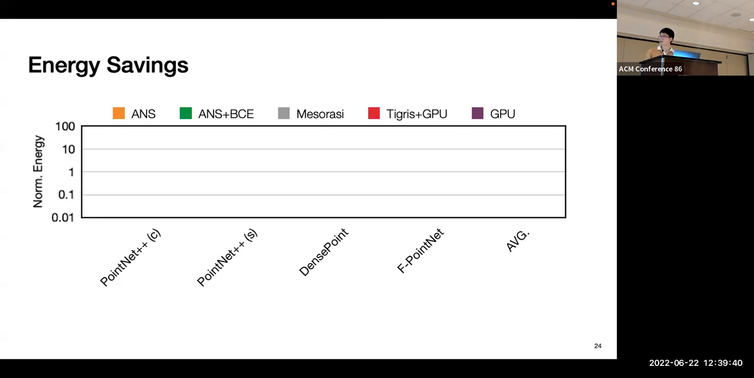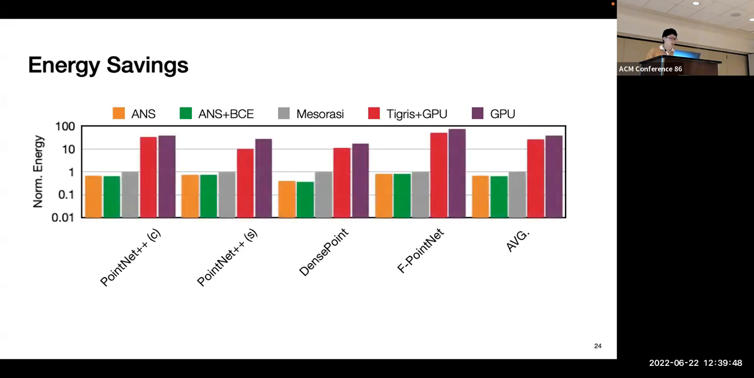And here's the energy saving. Again, the x-axis shows the different networks and the y-axis shows the normalized energy. Approximate neighbor search can achieve 33% of energy saving, and approximate neighbor search plus bank conflict elision can achieve 36% of energy saving. The main contribution to energy saving is from neighbor search because it reduced the DRAM traffic instead of the SRAM traffic.